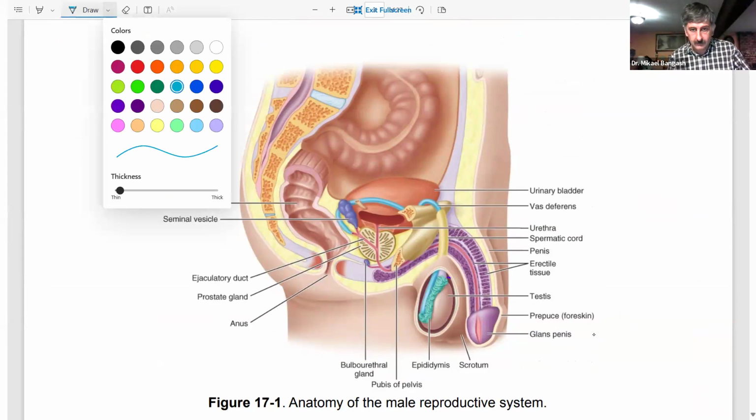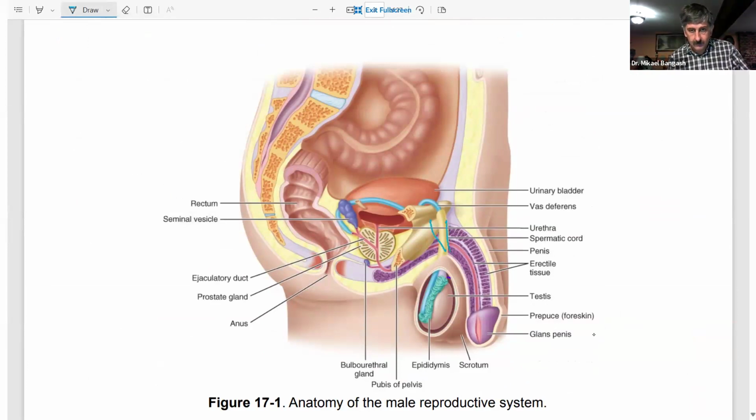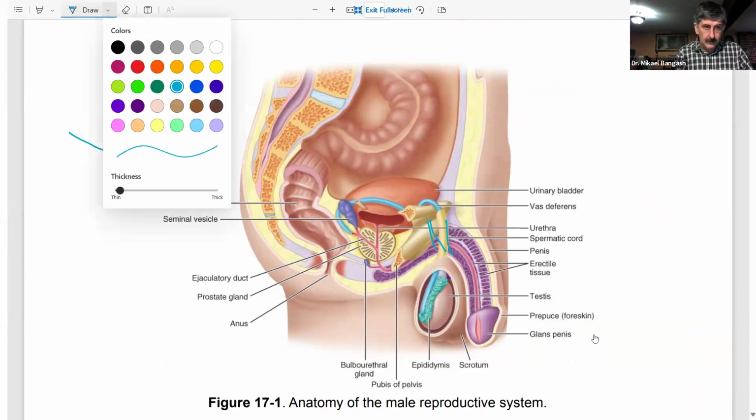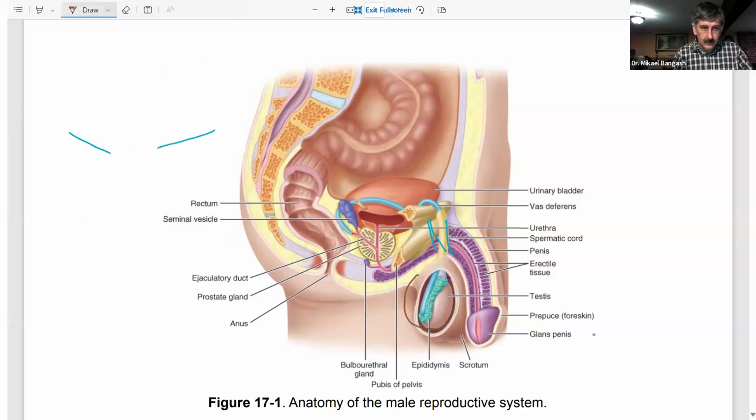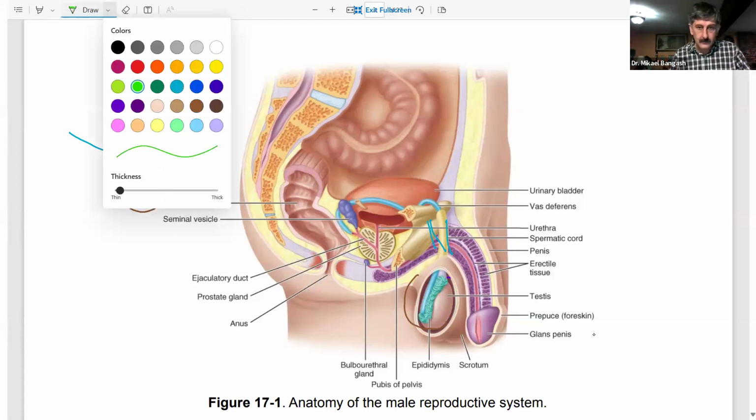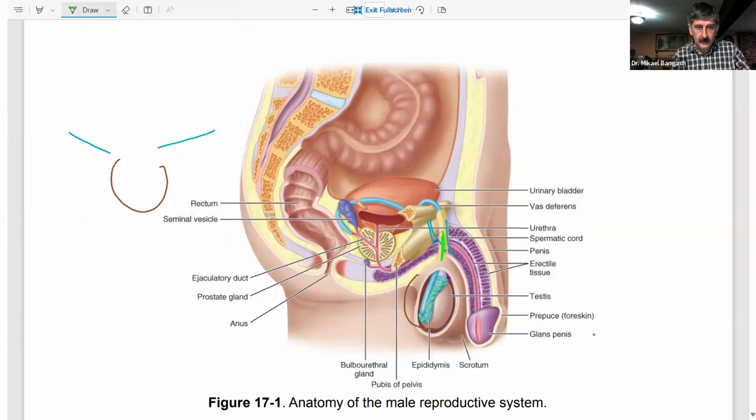So that is the inguinal canal. If you look at the pelvis, if this is the scrotum, literally on both sides, this is the spermatic cord, running like this.